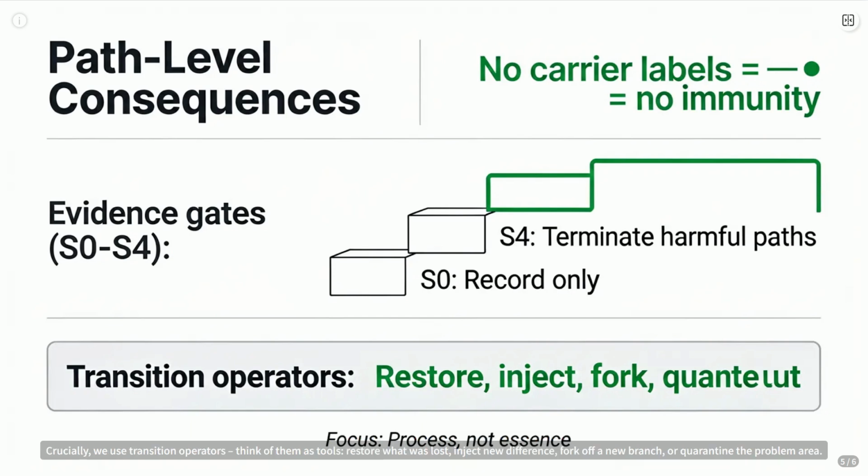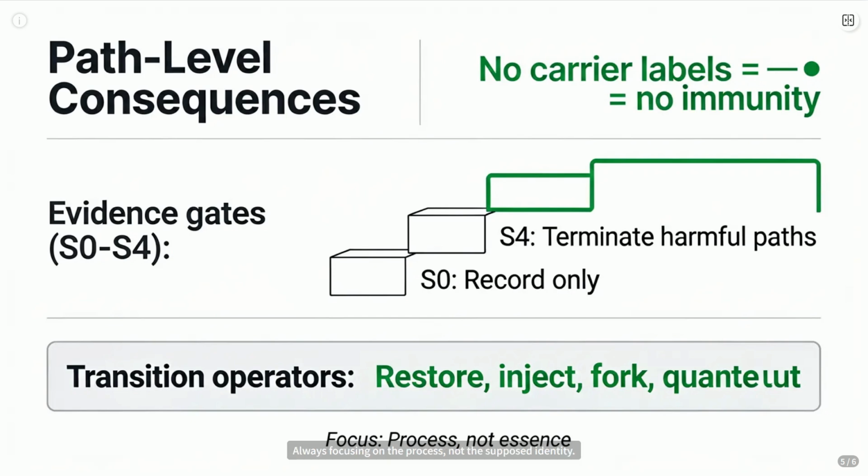Crucially, we use transition operators, think of them as tools: restore what was lost, inject new difference, fork off a new branch, or quarantine the problem area. Always focusing on the process, not the supposed identity.